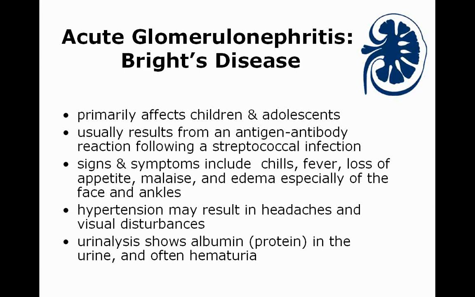Urinalysis shows albumin, that protein, showing up in the urine, and often hematuria. The hematuria can be just a microscopic amount, or it can be rather significant. Again, this is a condition that most often occurs in children, and it usually follows that streptococcal infection by 1 to 2 weeks. It's also called post-streptococcal glomerulonephritis.